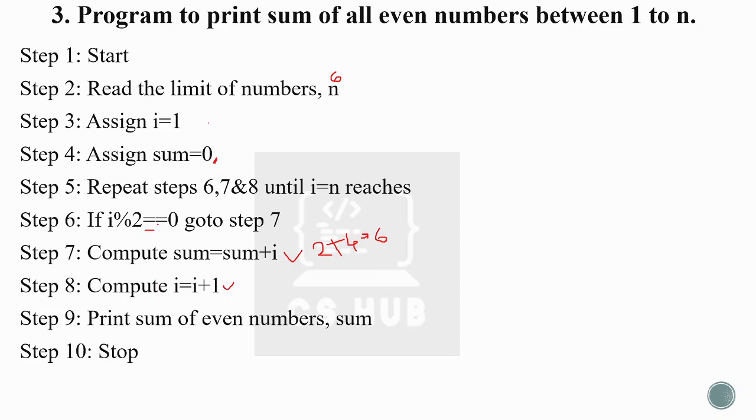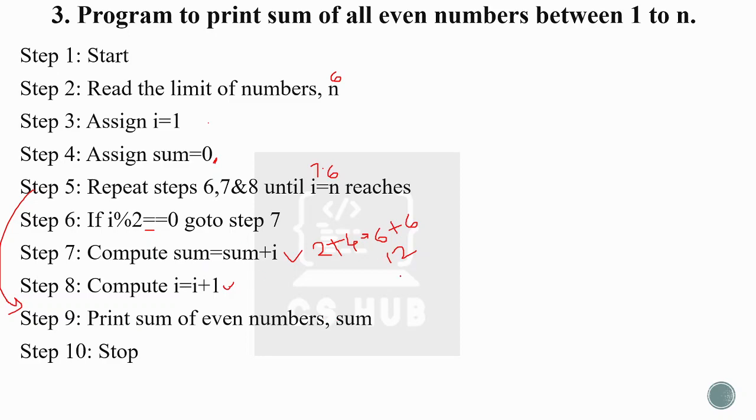I become 6, and 6 percentage 2 equal to 0. That's correct, so we can add that 6 with this value. So 6 plus 6 we get as 12. Again I got incremented. I become 7, and when we check here, I is 7 and our n is 6, which means this condition got violated. Just skip to step 9, and at step 9 we are going to print the sum of even numbers sum.